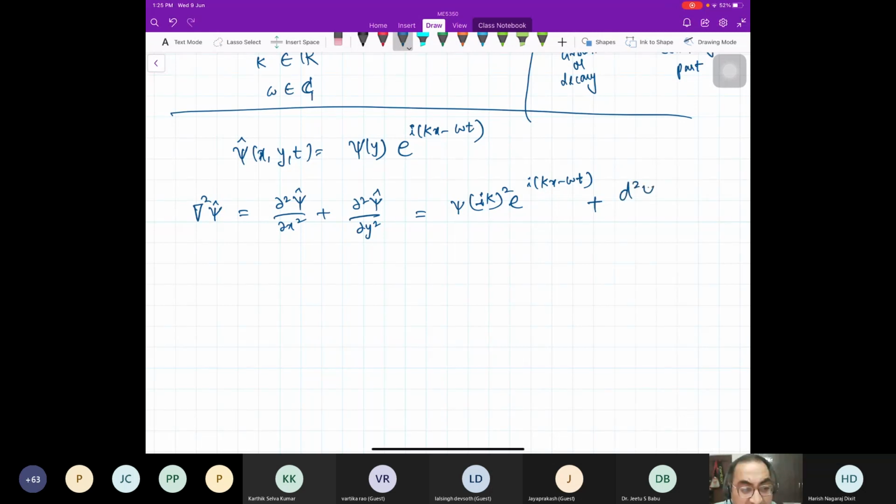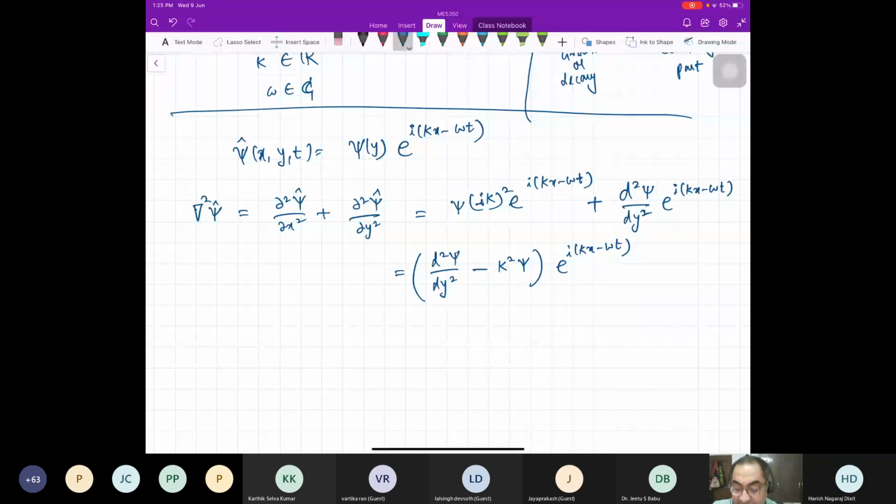giving d squared psi by dy squared times e to the power i(kx minus omega t). So this can be combined as d squared psi by dy squared minus k squared psi, times the exponential. This is the first one, and this is del squared of psi hat.